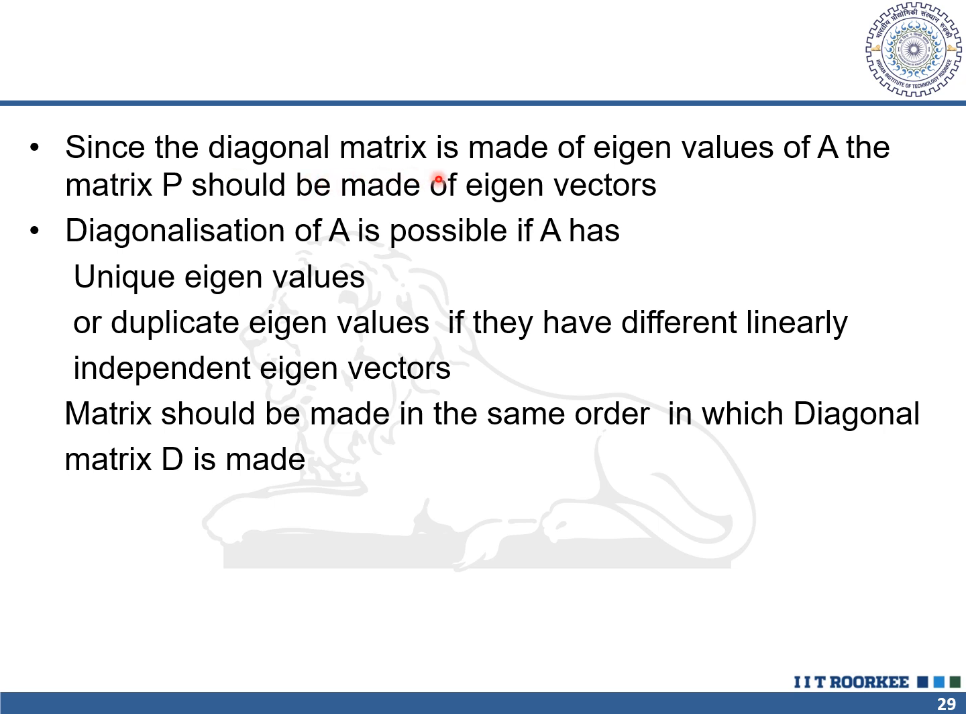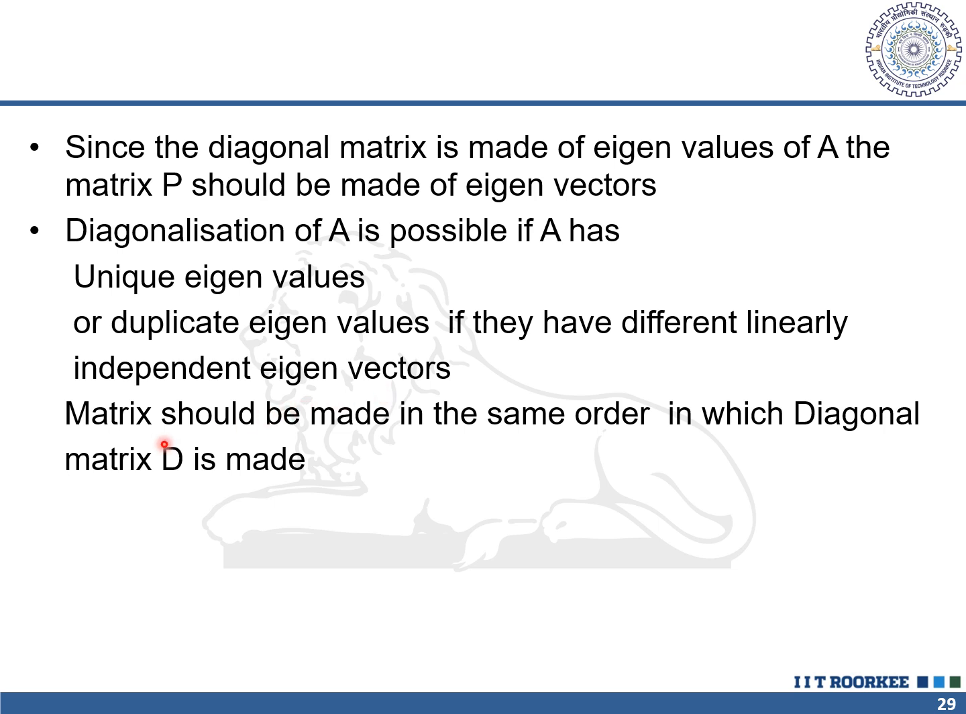Since the diagonal matrix is made of the eigenvalues of A, the matrix P should be made of eigenvectors. The diagonalization of A is possible if A has unique eigenvalues, or if it has two, three or more repeated eigenvalues and they have different linearly independent eigenvectors, then diagonalization is also possible.